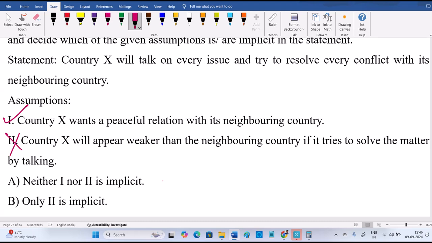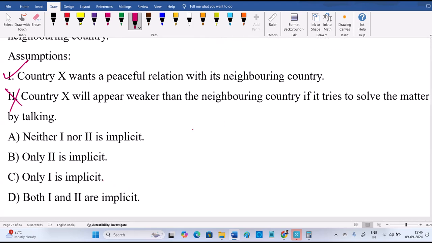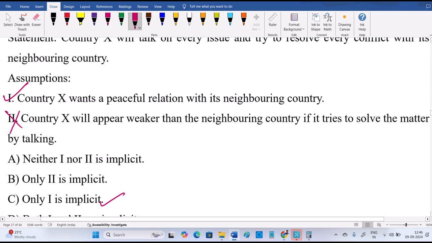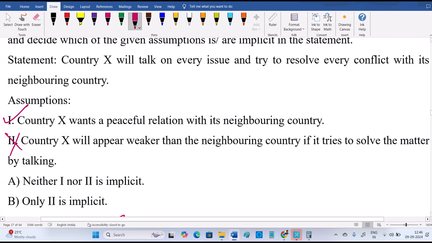First one, right? Only one is implicit. This is not a conclusion. Conclusion means definitely true. But your assumption while giving the statement, what that person is assuming, is that country X will talk to the other country to resolve issues. It's not about being weaker. They don't want to lose any person, right? So for peaceful relationship, yeah, that can be concluded. Not like they are going to lose something, right? Okay, assumption.